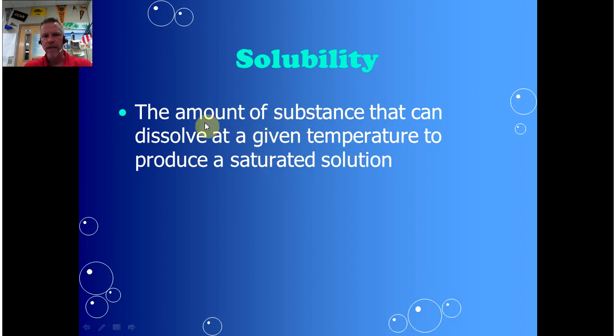Amount of substance that can dissolve. So we're talking about the solute. How much of the solute at a given temperature, because it changes with temperature, as we'll see in a second, can we dissolve into our solvent, and it'll change from one solvent to another, to produce a saturated solution.